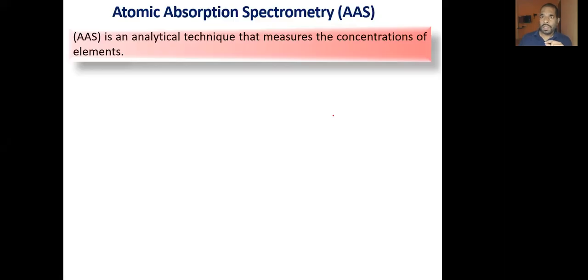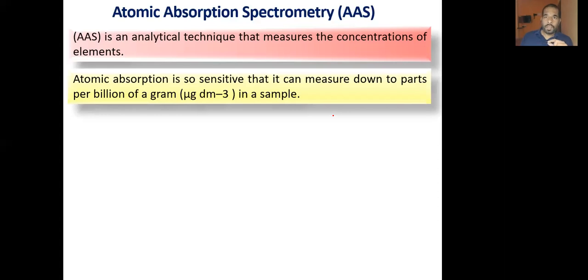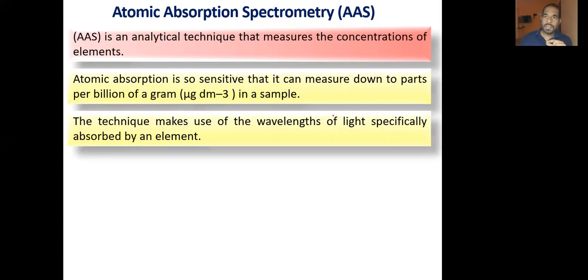So let us discuss atomic absorption spectrometry. It is an analytical technique that measures the concentration of the elements in the given compound. Atomic absorption is so sensitive that it can measure down to the parts per billion of a gram in a sample. So we can say the sensitivity is high for this method. Then the technique makes use of wavelength of light specifically absorbed by an element, and that is why the name is given, atomic absorption spectrometry.